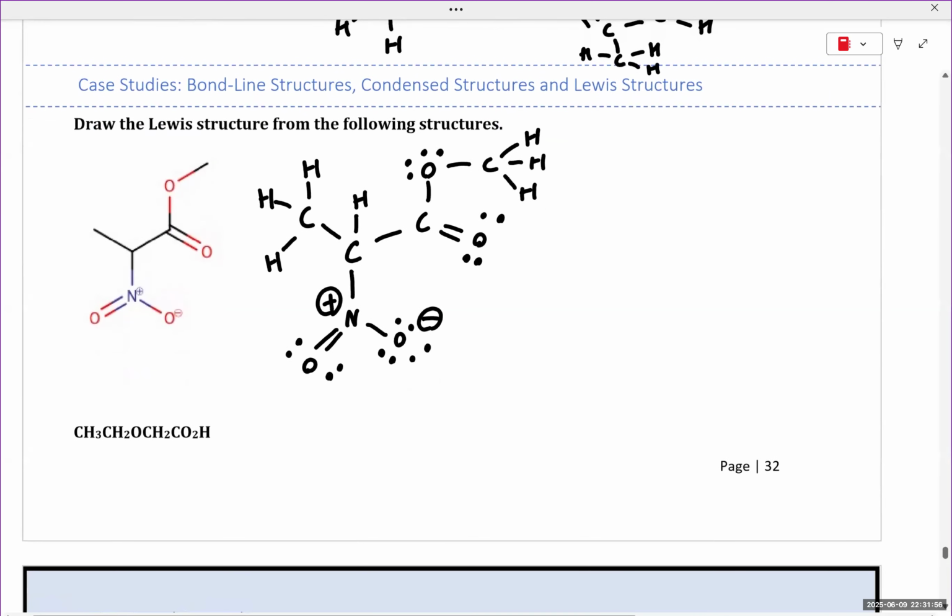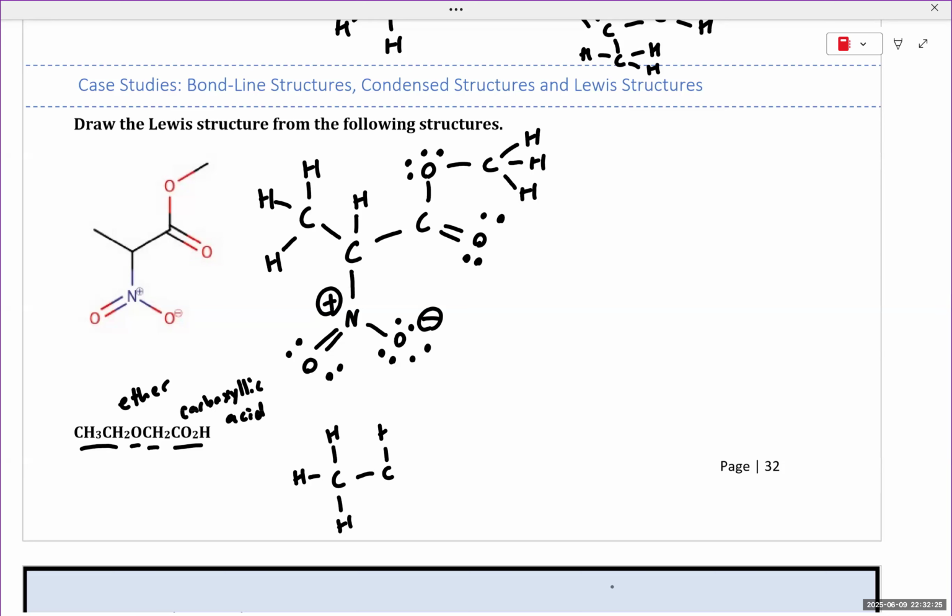Looking at this second case, we have CH3CH2OCH2CO2H. So we have an ether and we have a carboxylic acid. This is where recognizing functional groups is going to be incredibly useful. Because we have a condensed formula, we can often just read this condensed formula from left to right. So we have a CH3 group, a CH2 group, an ether, another CH2 group, and then a carboxylic acid, which is CO2H.